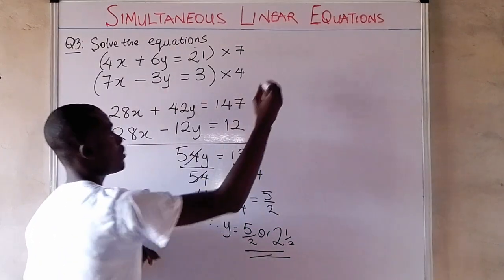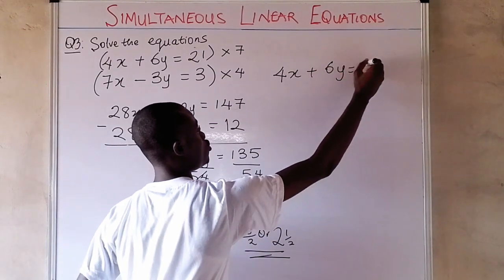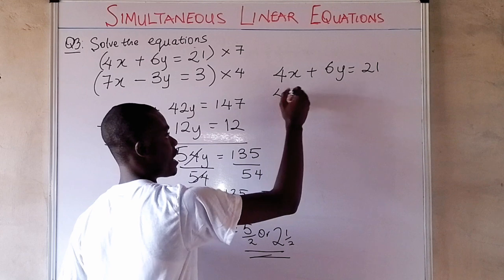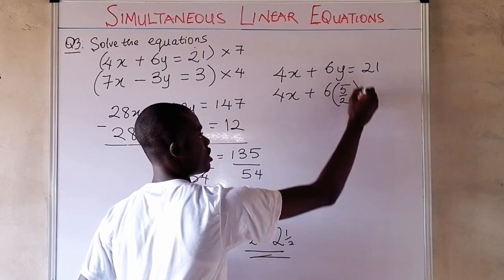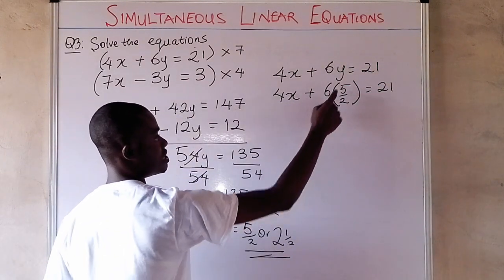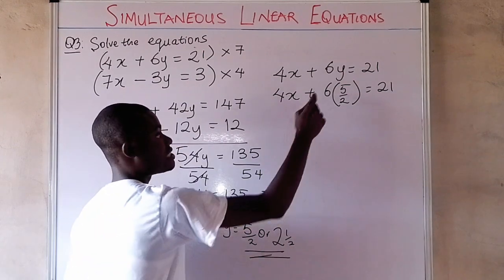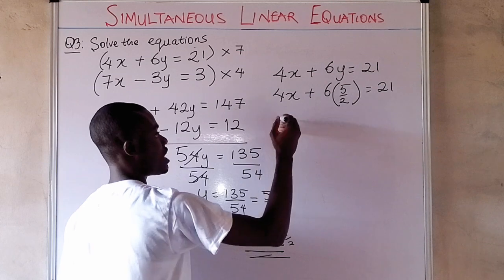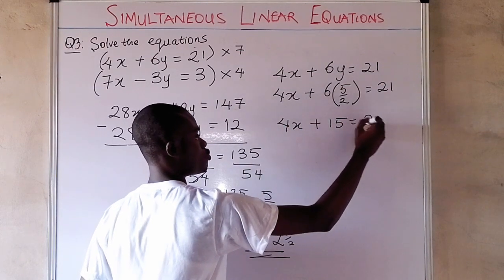And from our equation 1, which is 4x plus 6y is equal to 21, and by calculation y is 5 over 2. So in place of y, I'm going to write 5 over 2, is equal to 21. So next, we have 6 times 5 over 2. And in mathematics, a bracket means multiplication. 6 times 5 is 30. 30 divided by 2 is 15. So we have 4x plus 15 is equal to 21.